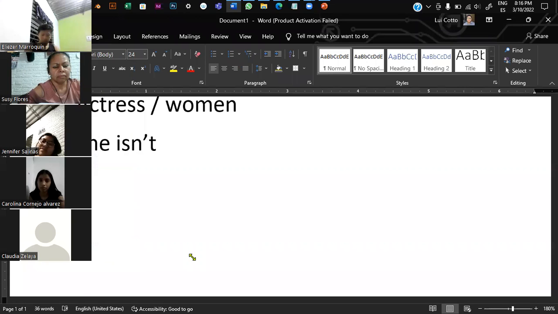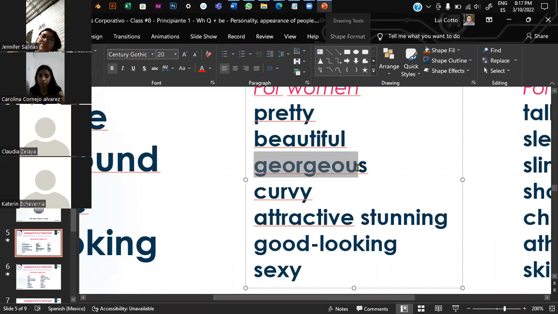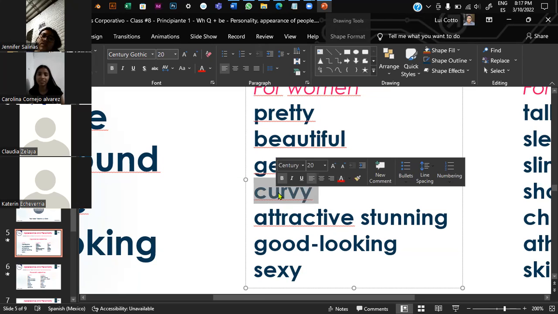Who else can be gorgeous? Carolina Cornejo, any actress that you like, that you prefer? Salma Hayek. Salma, yes, okay, she's gorgeous, why not? Okay, next, curvy. What is curvy?